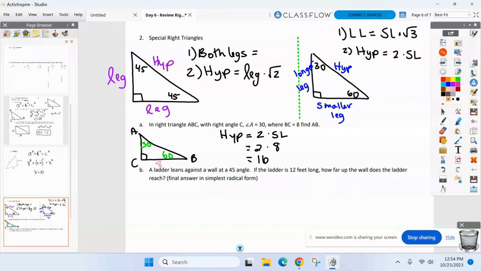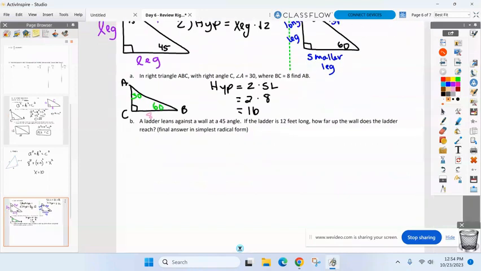Stop me here. We all right? Because I got to make sure you guys have a chance to practice on Delta Math. Ladder leans against the wall. Great. You know what? Anytime a ladder leans against the wall, it's a darn right triangle. If you want to make a cute little artsy picture of a ladder up against the wall, feel free. I don't want to embarrass myself, so that's why I just drew the right triangle.